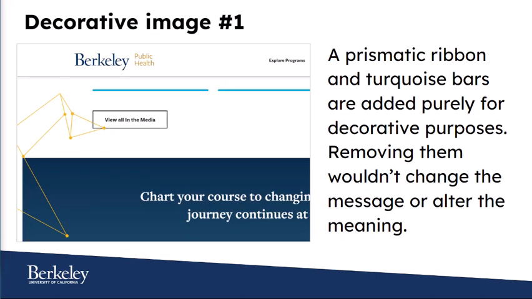Here's an example of a web page with 2 types of decorative images. One is a geometric shape that the Berkeley brand calls a prismatic ribbon. The other decorative images are a series of thin turquoise bars. These are purely decorative. They don't add information or convey meaning or emotion. They should be tagged with null alt text tags or be otherwise hidden from assistive technologies.